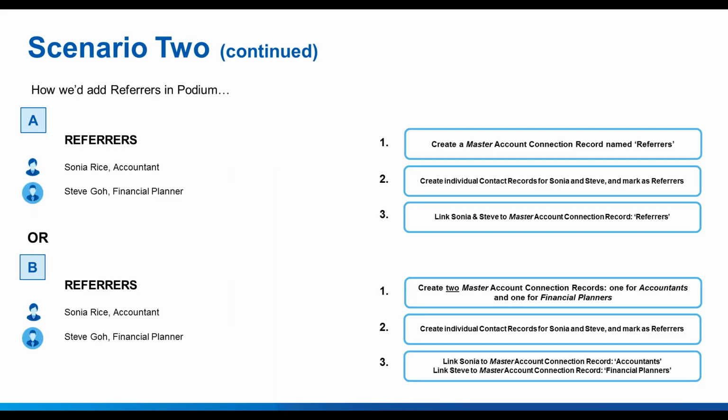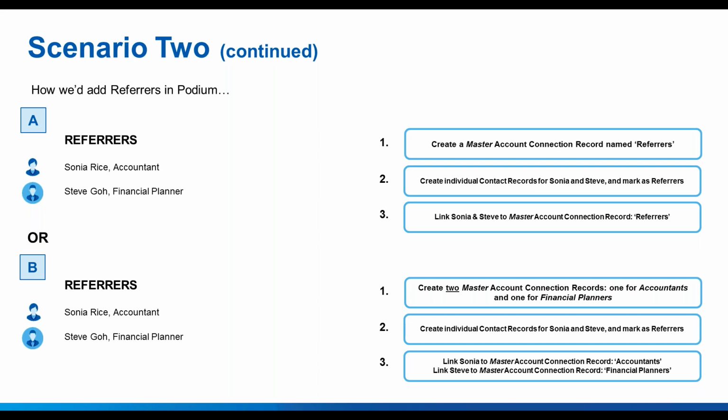Firstly, we could create a master account connection record named referrers, and then proceed to create individual contact records for Sonia and Steve. When you're creating contact records, there actually is a spot within the record to mark someone as a referrer and respective referral agreement fields, which you can fill in if you have the information available. Once we've marked Sonia and Steve as referrers and saved their contact records, we would link Sonia and Steve to that master account connection record initially created called referrers.